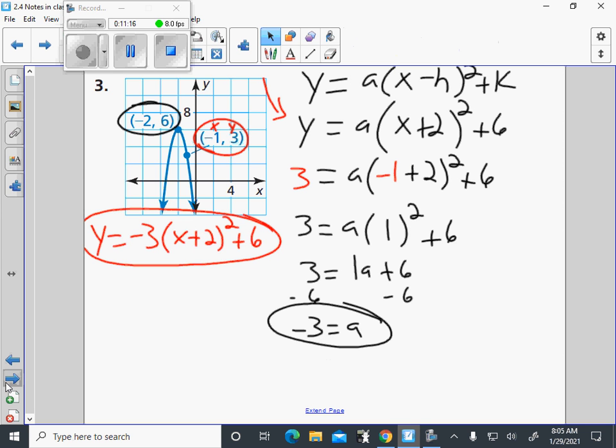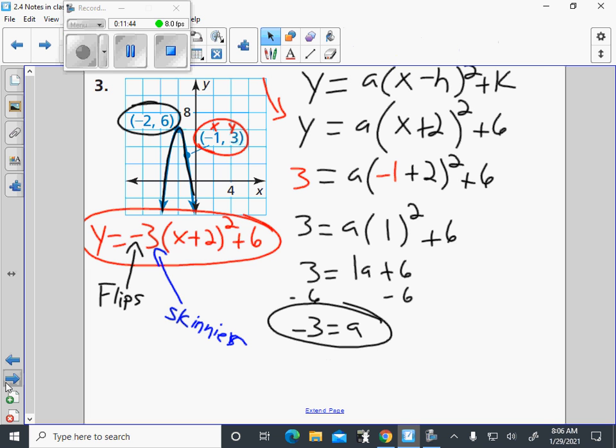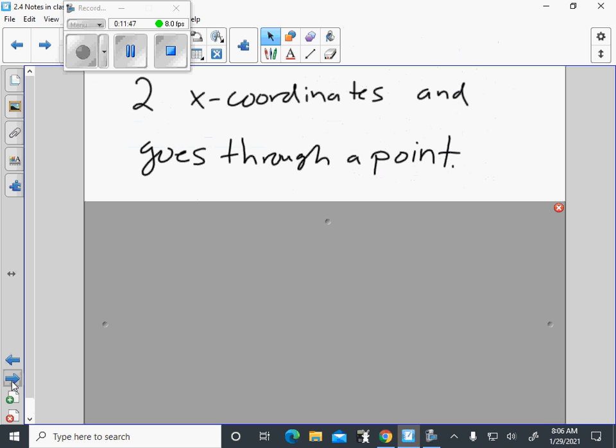Okay, and then think about this. This makes sense. Well, where's my vertex? Left 2 plus 6. Okay, it's right there. Good. This negative. What's this negative do? It flips. So now we're working with this shape. Good. And then negative 3, the 3 makes it skinny. That 3 makes it skinnier. Skinnier. Okay?